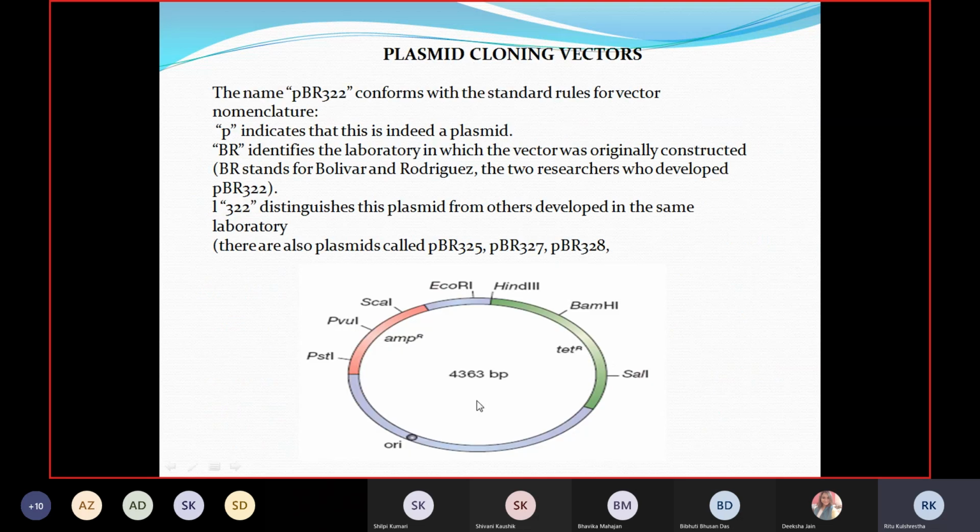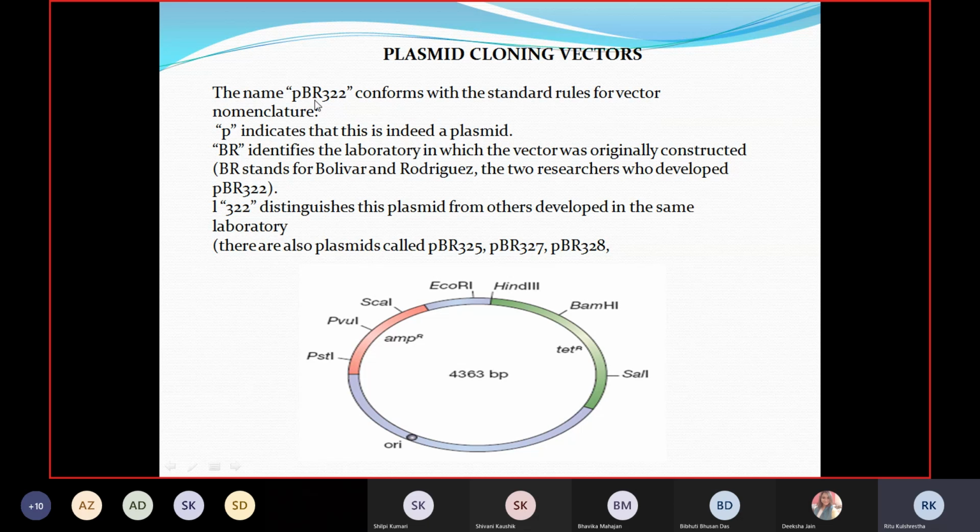So coming to pBR322, what is pBR322? It is one of the very early vectors which was developed. It was not a natural plasmid, but was developed by various scientists by bringing together various elements to make a plasmid vector. The names are given here. So let me introduce you to pBR322.